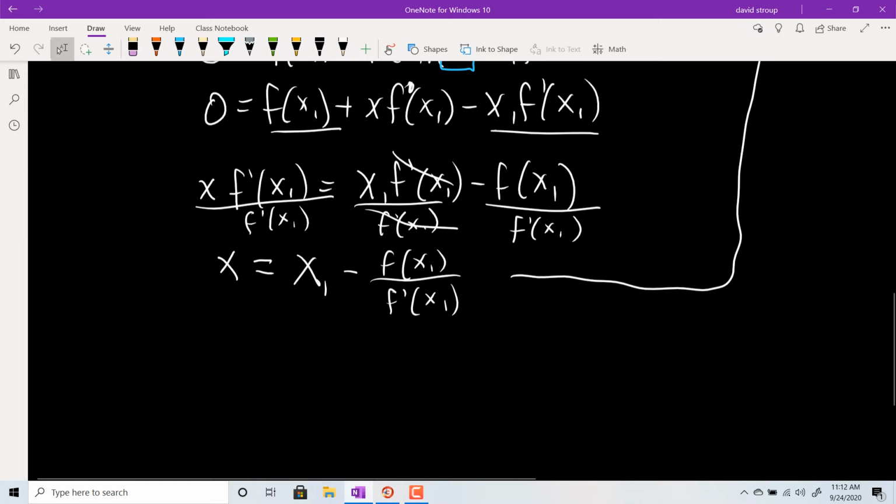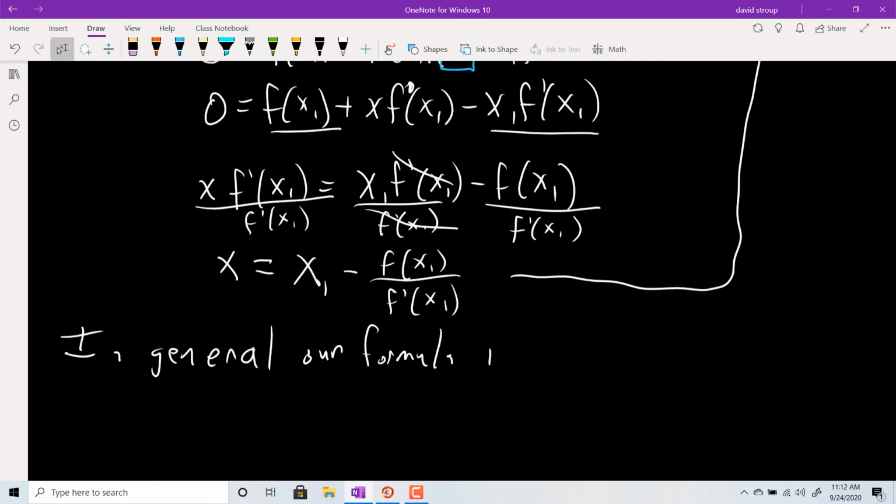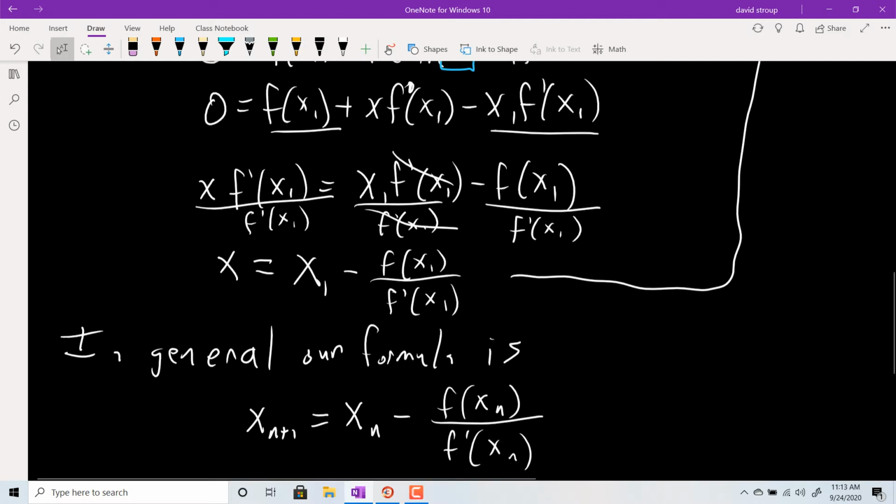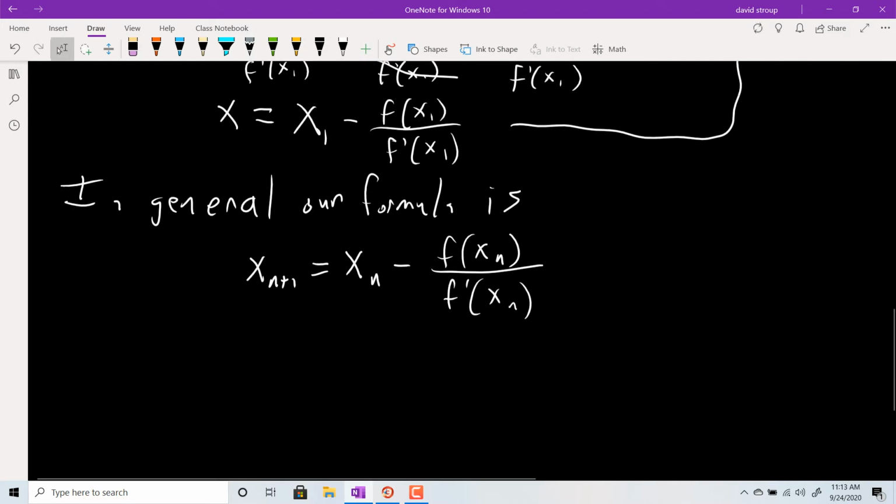Okay, so in general, our formula is called an iterative formula. It will be x sub n plus 1 equals the previous x value, x sub n, minus the ratio of f of x sub n and f prime of x sub n. And that thing there is Newton's formula, or Newton's method formula, or whatever they call it.